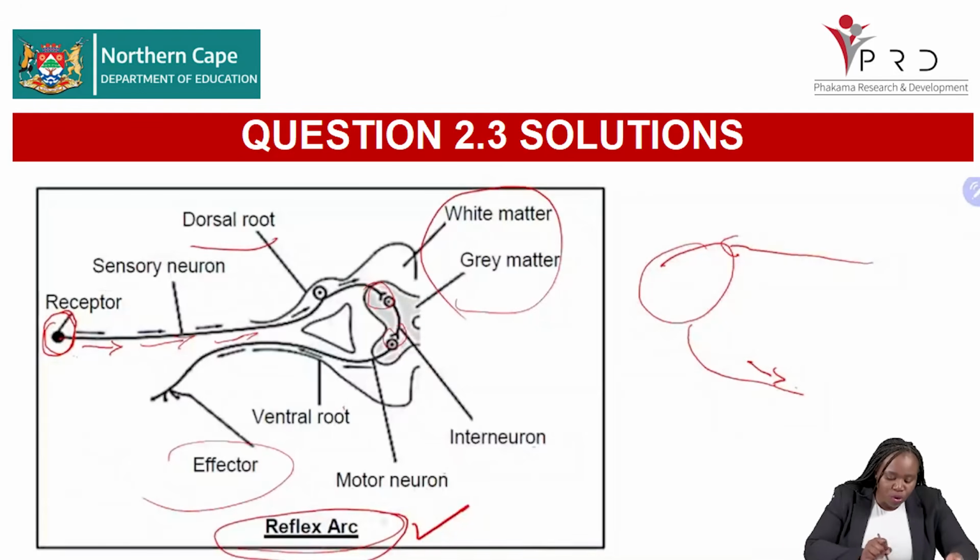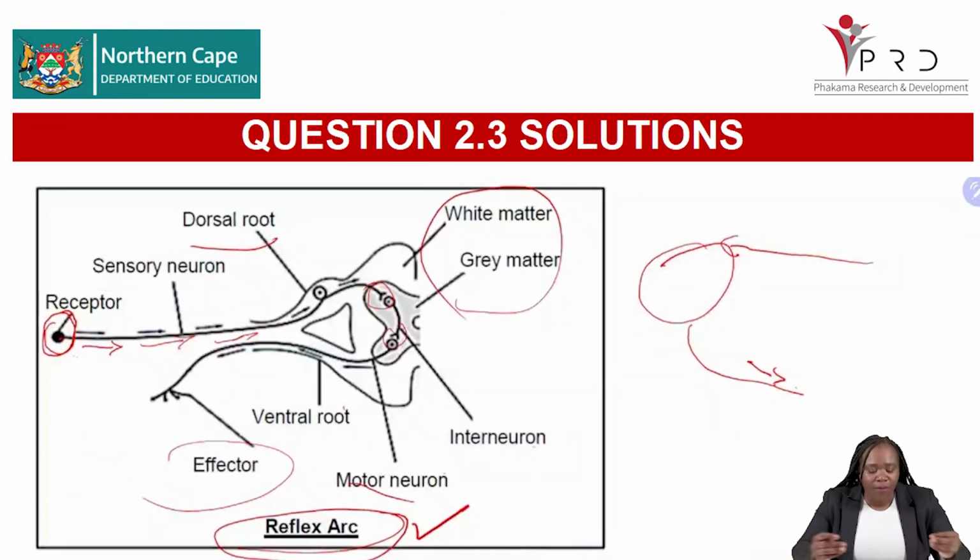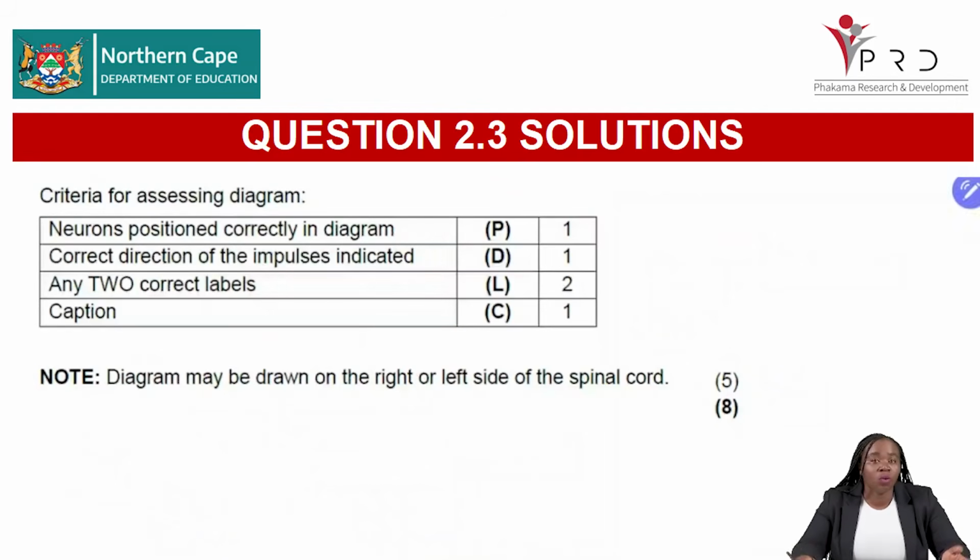You might not even show your dorsal root and your ventral root. However, if these main ones are there, then you have your 2 marks. But it is also important just to have a good understanding of the whole diagram.